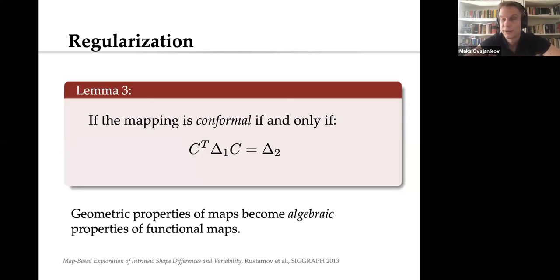So what it means is that when you're dealing with geometry processing, we usually have a lot of trouble expressing geometric concepts in ways that we can optimize on a computer. And here, a lot of these properties become very simple algebraic properties on these matrices.